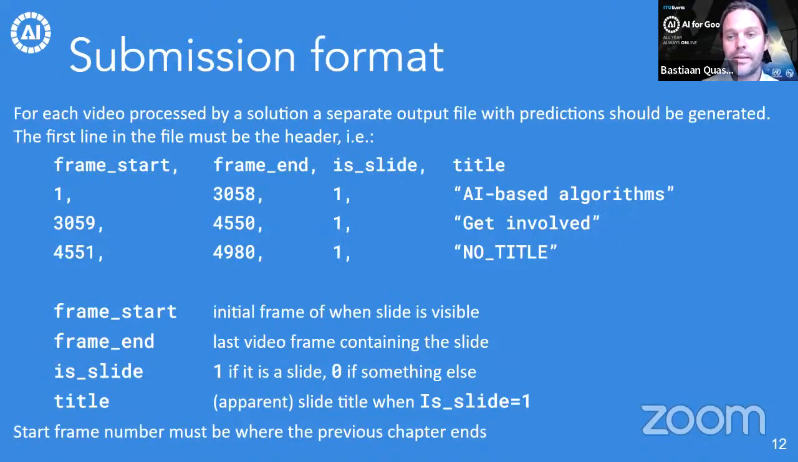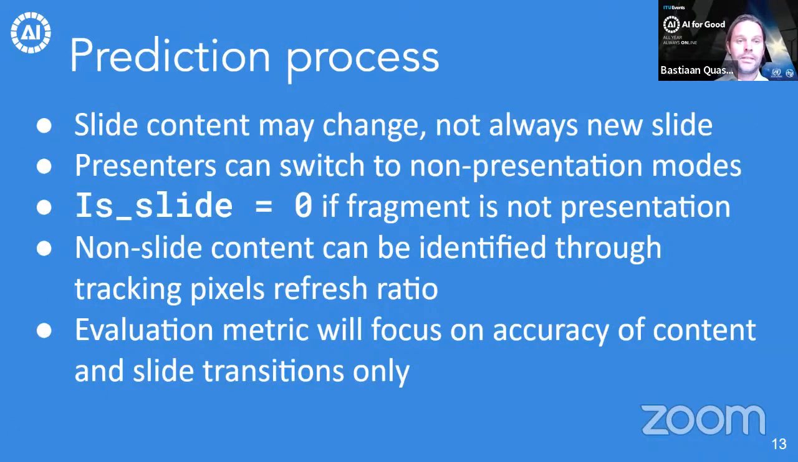Here, a short snippet of what a prediction file will look like. So it has a header, the starting frame, the end frame, and whether it is indeed a slide being shown during that frame, in which case the binary value is 1, or if it is not a slide, such as a video demonstration or something else, then the binary value is 0, and then the title associated with it. So here you see these elements, and we have also published demonstration material on the challenge website.